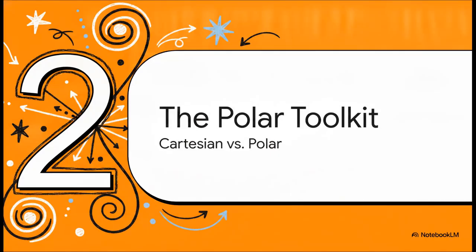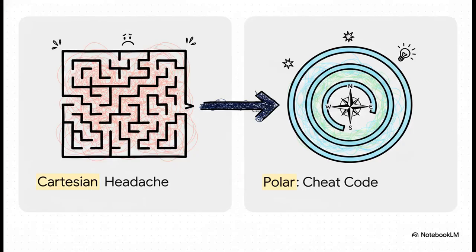Section 2. The polar toolkit. Cartesian versus polar. Now, knowing these roots exist is one thing, but how do we actually find them? When dealing with complex numbers, you've got a choice. You can use Cartesian coordinates, a plus bi, which is perfectly fine if you're just adding or subtracting. But when you need to raise numbers to a power or take roots, which is exactly what your exam will ask you to do, Cartesian form becomes a massive headache.